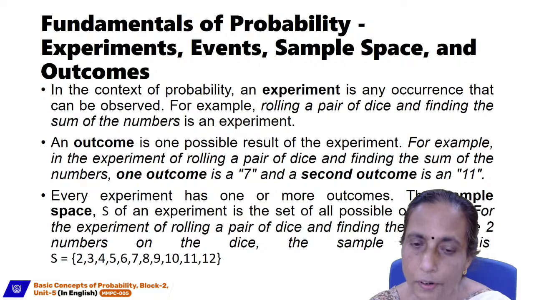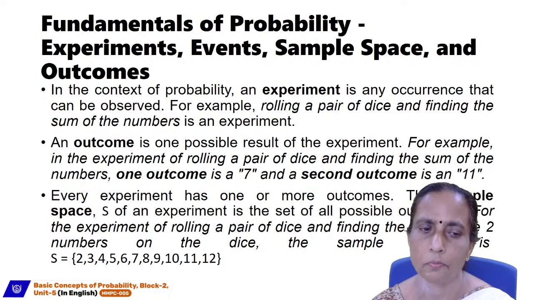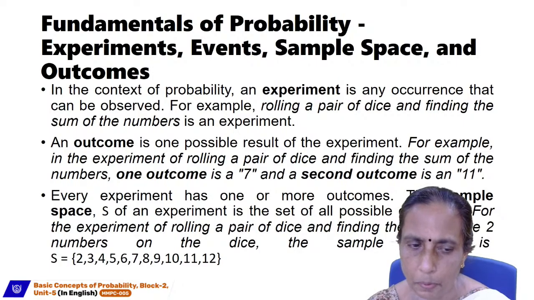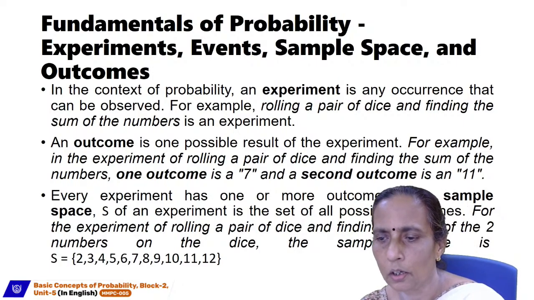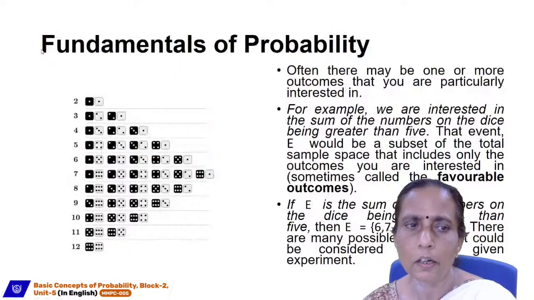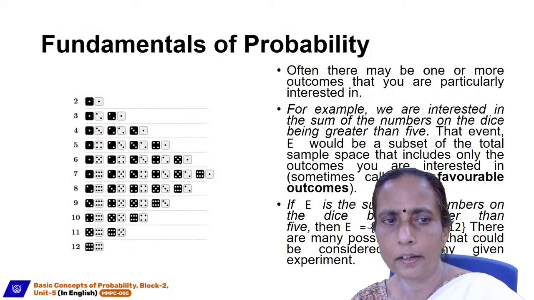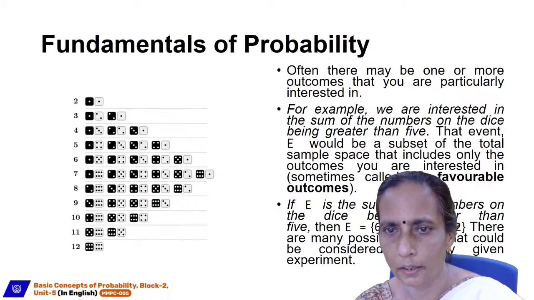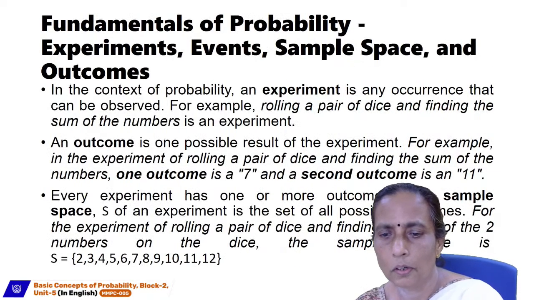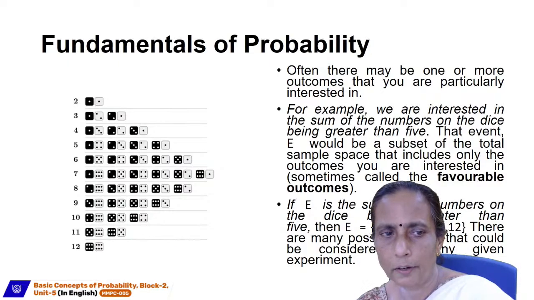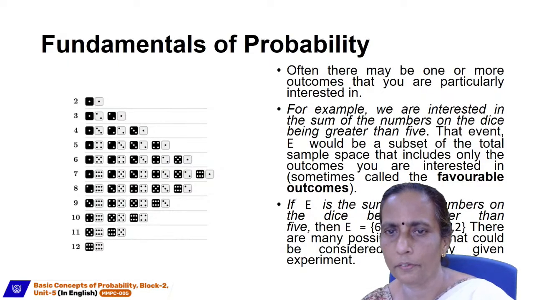The sample space S of an experiment is the set of all possible outcomes. For the experiment of rolling a pair of dice and finding the sum of the two numbers on the dice, the sample space S is the sum of the two numbers on the dice. It may be 2, or 3, or 4, like this. So if I roll both dice simultaneously, I may get 2, 3, 4, 5. The sample space is all the possible outcomes, that is 2, 3, 4, 5, 6, 7, 8, 9, 10, 11, and 12.